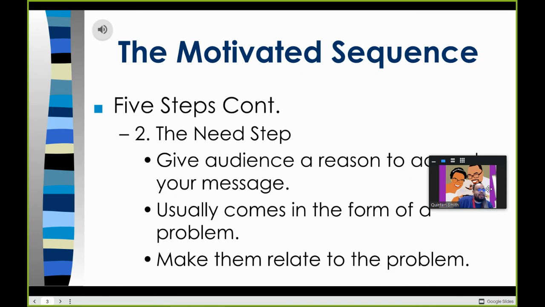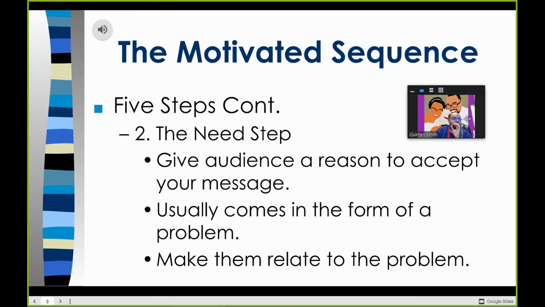The next thing they do, though, is talk about the needs step. I'm glad you liked panoni.